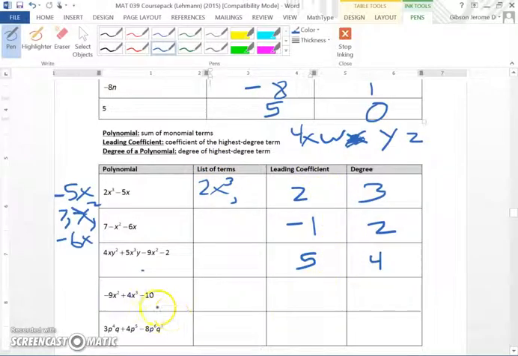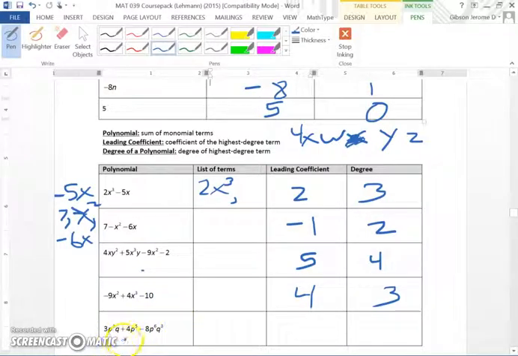Now we go to leading coefficient. If we look here, we know our degrees are 2, 3, and 0. So we know this second term has our leading coefficient, which is 4. Okay, now the degree we know would be 3.